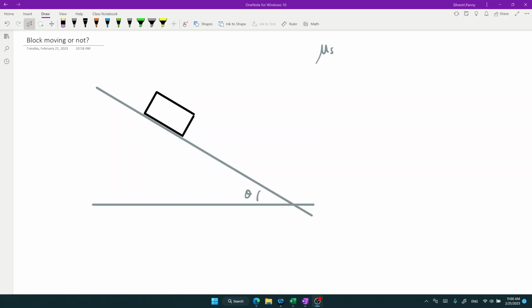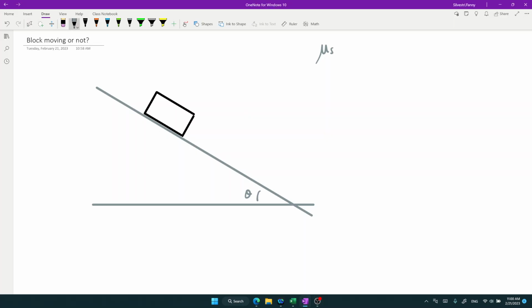I'm making a little video to tell you why the fact that the block is moving or not moving, or sliding or not sliding, on the slope does not depend on the weight. Ready? And how to prove that? Let's do some free body diagrams.